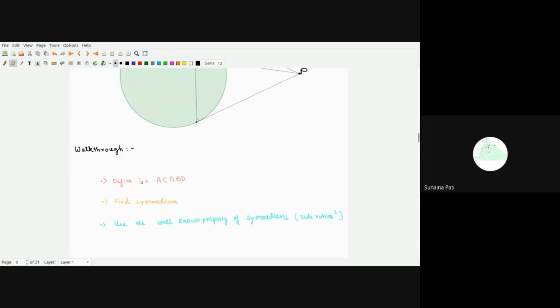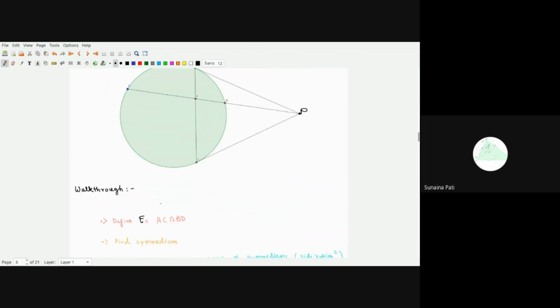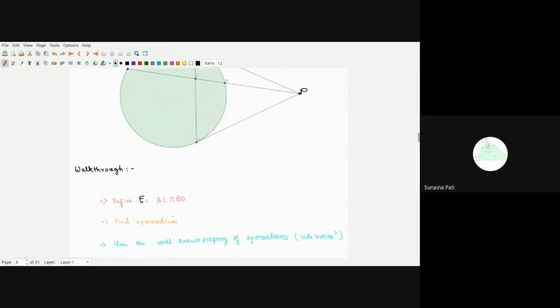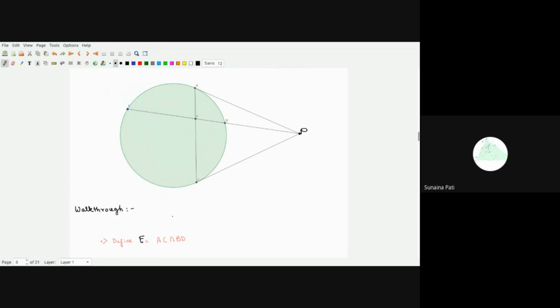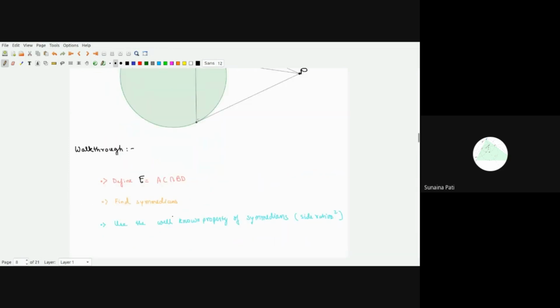So define the point E, which is AC intersect PB, and then find symmedians. There would be two symmedians. And then you do the length ratios, which is a very, very well-known property of symmedians. It's sort of like the sides ratio and a square thing.